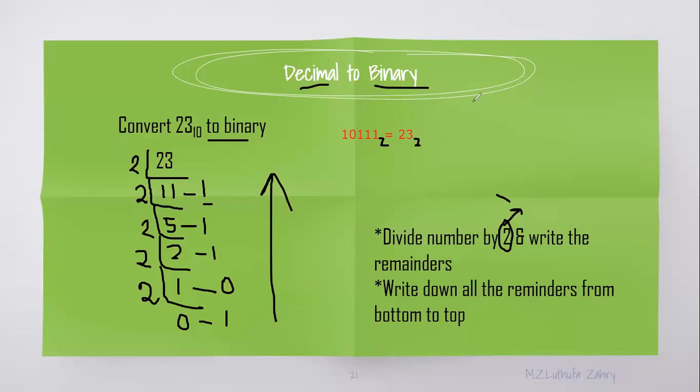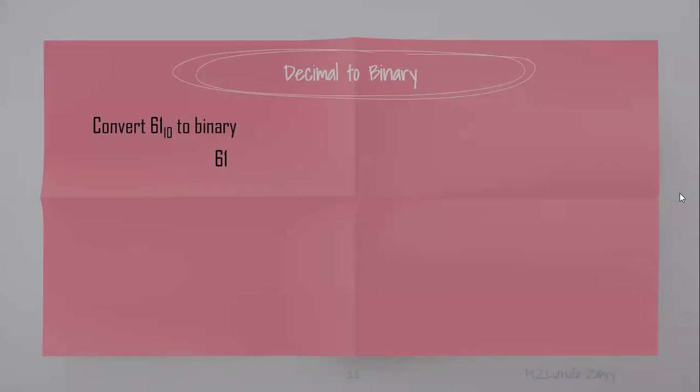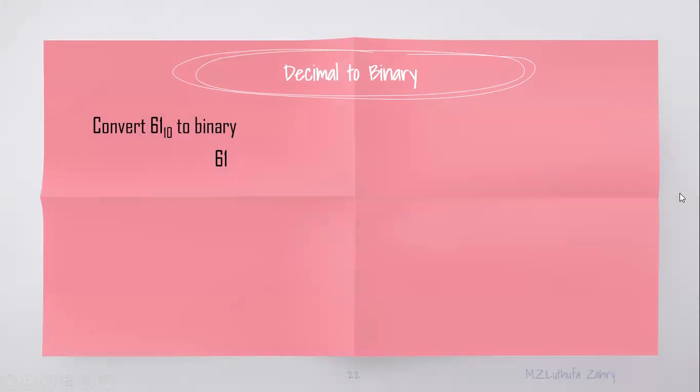Okay, so the next question is going to be for you. Hope you understood this. Can you do it for me? Do it and send the answers, please. Convert 61 decimal to binary.